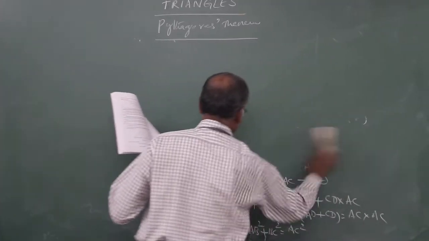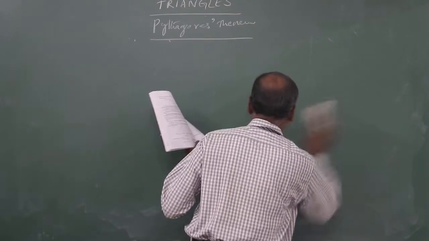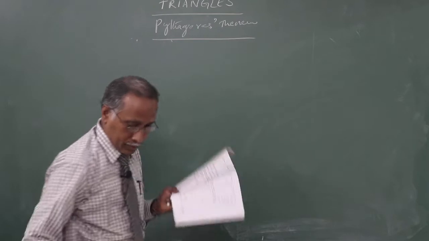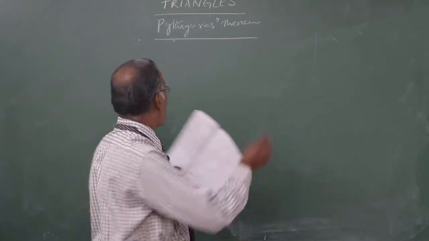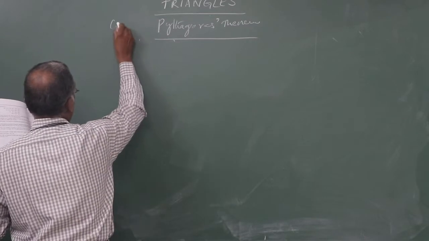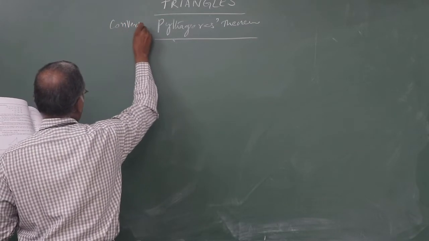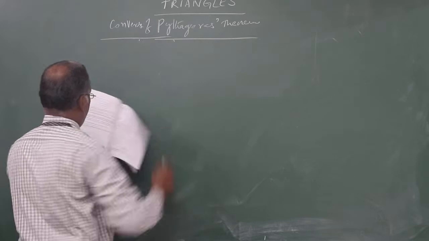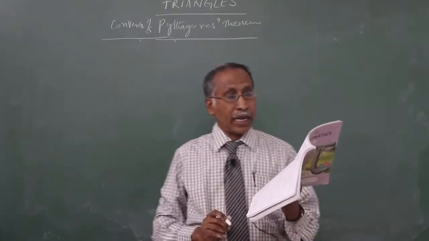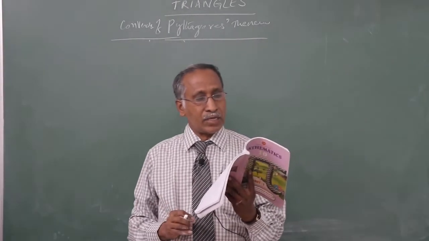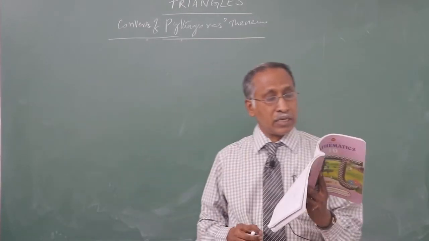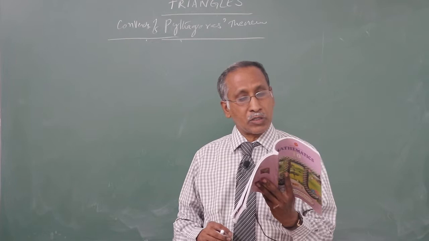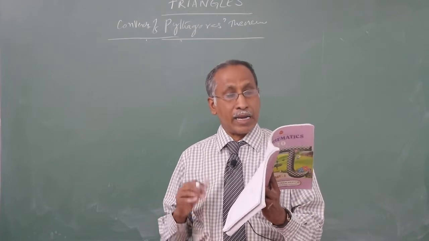Look at this now. The converse of Pythagoras theorem. What is the statement? In a triangle, if the square of one side is equal to the sum of the squares of the other two sides, then the angle opposite to the first side is a right angle.